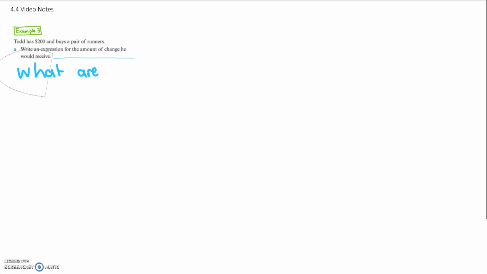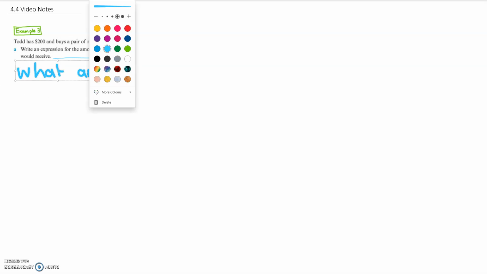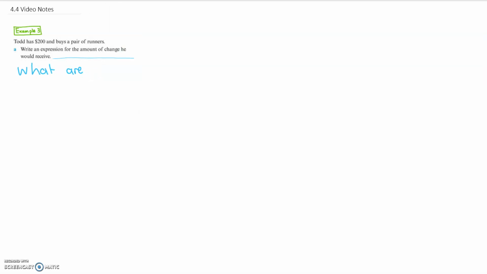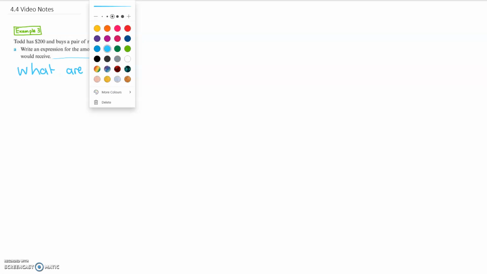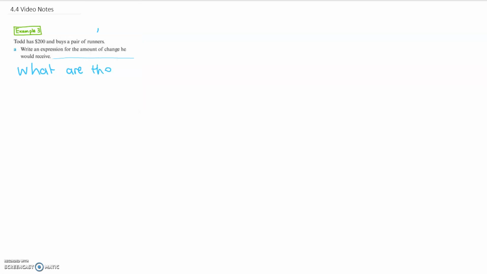Actually, it's a bit chunky. I want to make that smaller. Otherwise, we won't have room. And while I'm writing this, have a think. What are the two unknowns in this situation?